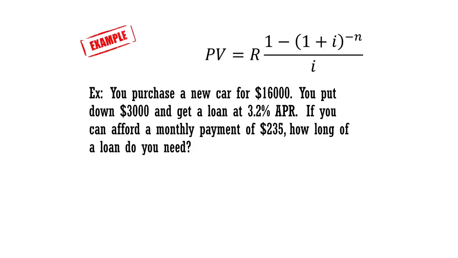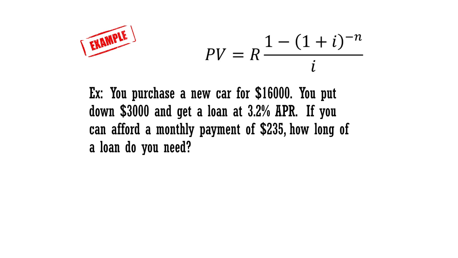Let's do one example of this. Okay, tried to come up with a scenario that might make sense here for you. You're going to get this new car. It's going to cost $16,000, but you've been saving up. So you have $3,000 that you're going to put down up front. And then you're going to get this loan at 3.2% annual percentage rate, which is a decent percent for that. If you can afford a monthly payment of $235. So that's kind of what you've budgeted for a car payment. How long of a loan do you need to get? So what do we need to stretch this out for so that you're able to afford it at the $235?